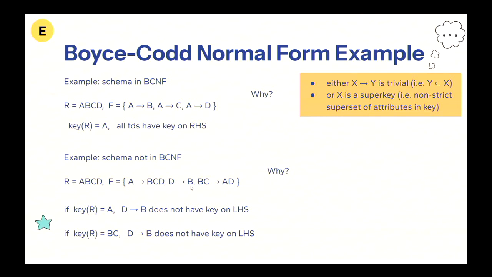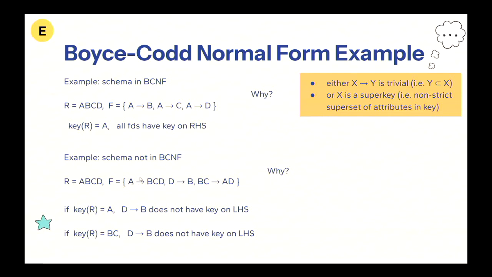D determines B does not have a key on the left hand side. So none of them here is a trivial functional dependency. So we just need to check whether the functional dependencies follow the restriction of X being a super key. Unless we set the key to be ABCD, none of the left hand side attributes could be a super key.